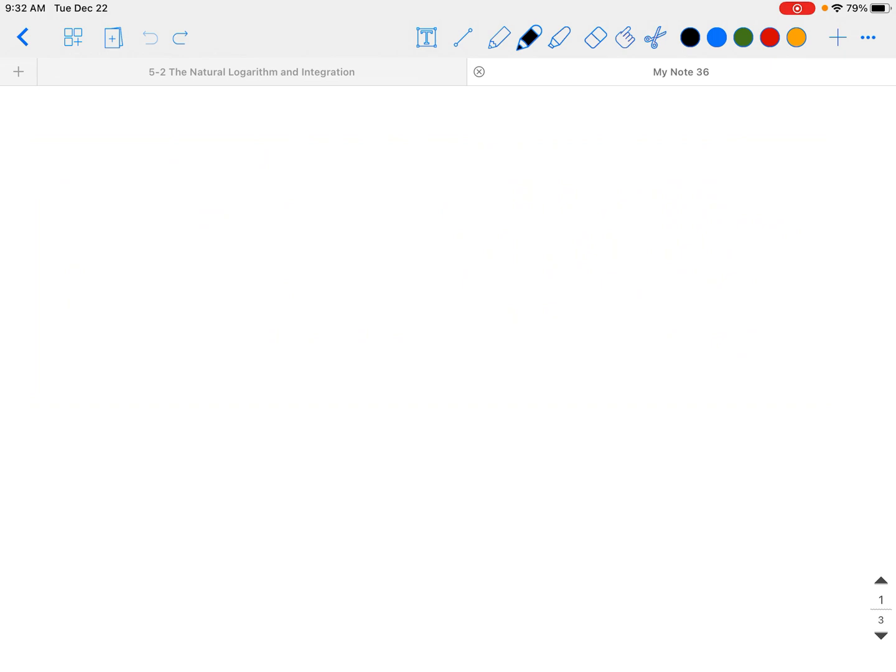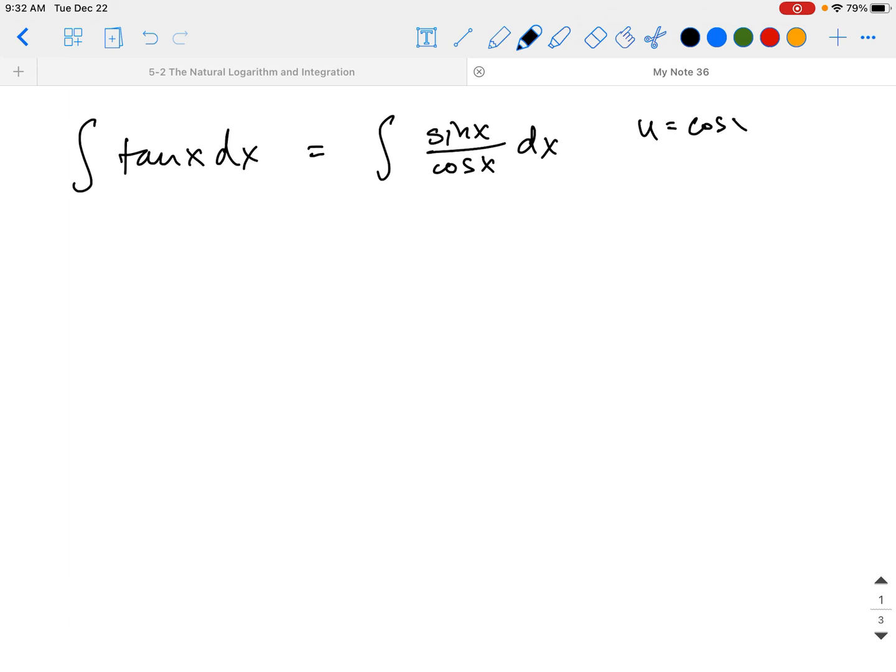What we're going to want to do in this case is use the fact that we know that tangent is sine over cosine. So our integral for tan x dx is equal to the integral of sine x over cosine x times dx. And now we can do a u sub, so we'll let u equal cosine x. So du is going to equal negative sine x dx.